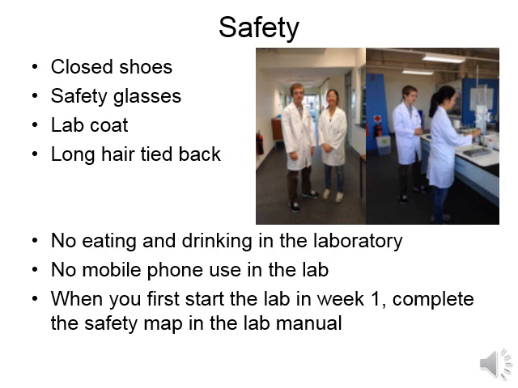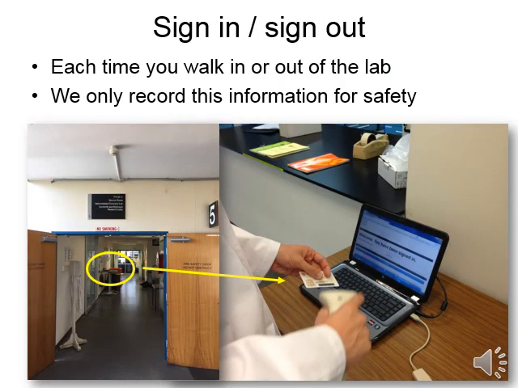There is a safety map in the lab manual, which will help you identify all important safety features. You must complete this map and have it signed by a demonstrator when you first come to the lab before starting any experimental work. One aspect of safety is that we need to keep track of who is in the lab at all times in case of an evacuation.